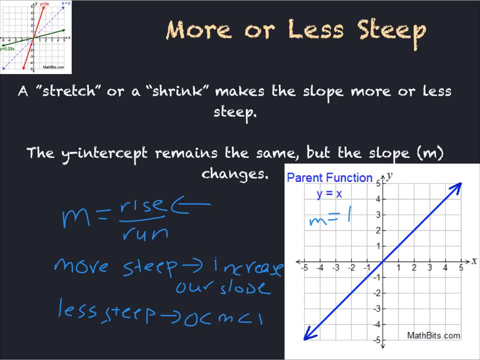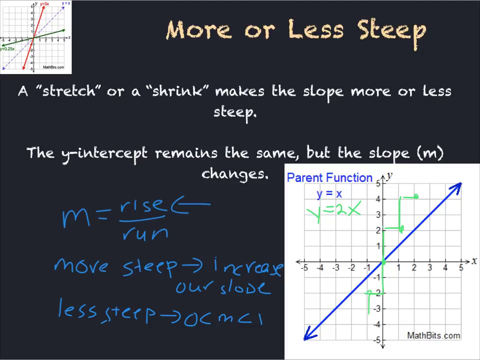So let's do a quick example that we could put in our notes. Our parent function has a slope of 1, right? So if we wanted to make this graph steeper, we'd have to increase our slope. Make sure you're writing all this down in your notes. So I'll just go ahead and make it 2. So what would happen if my slope is 2? Y-intercept is still the same, but now we are rising 2, running 1. Rising 2, running 1. Okay?